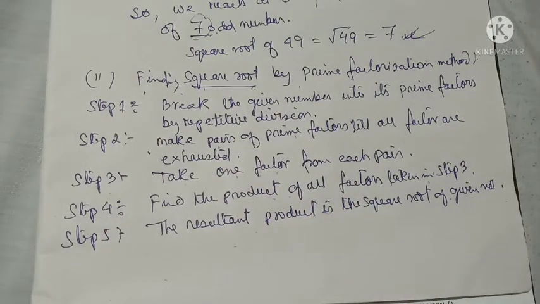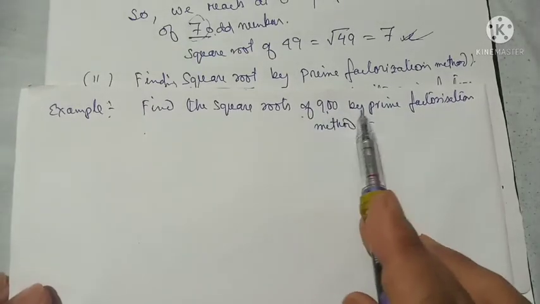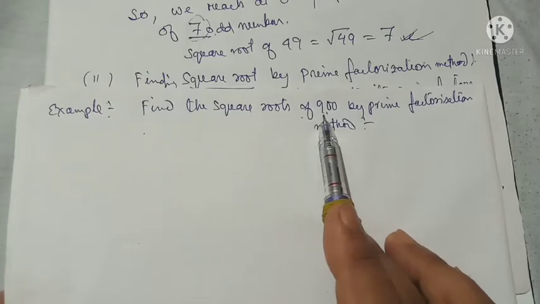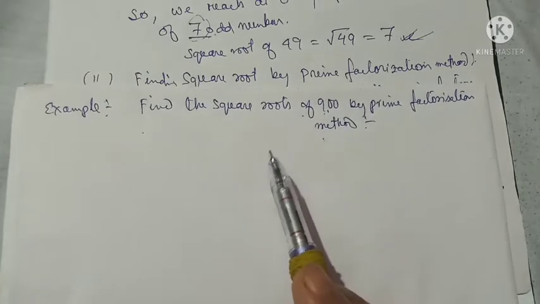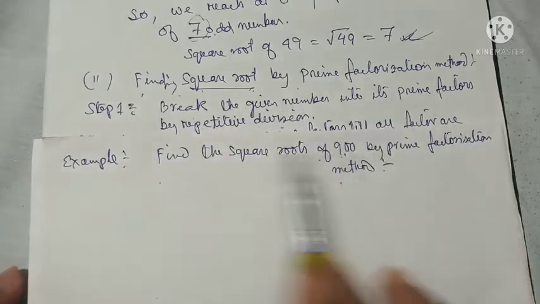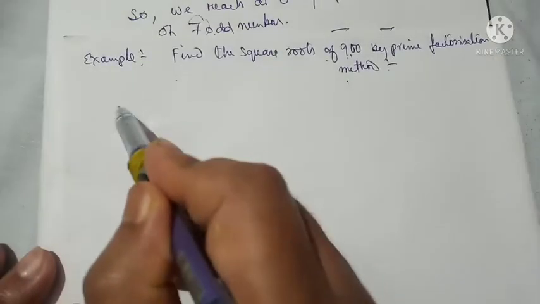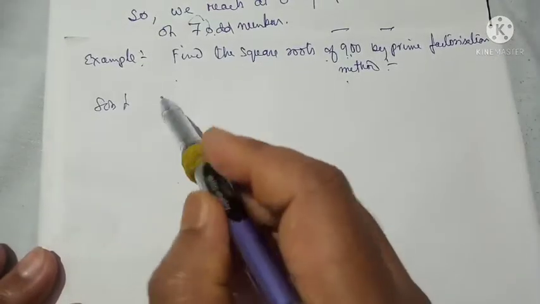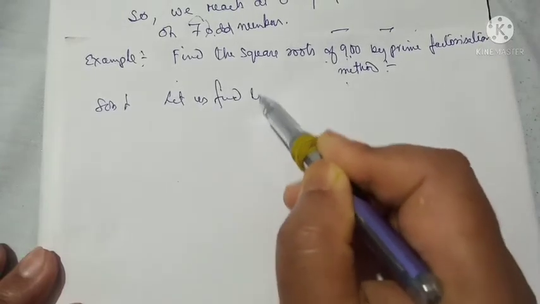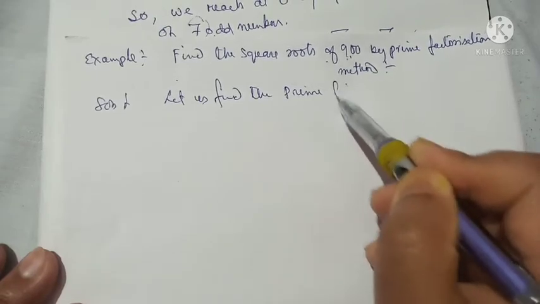So let's see the examples. Now this is an example. Find the square root of 900 by the prime factorization method. First step is to break the given number into its prime factors by repetitive division. Solution. Let us find the prime factors. We have to find the prime factors first.